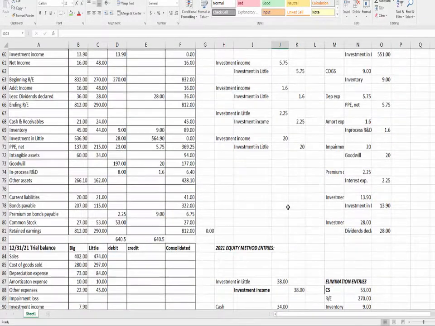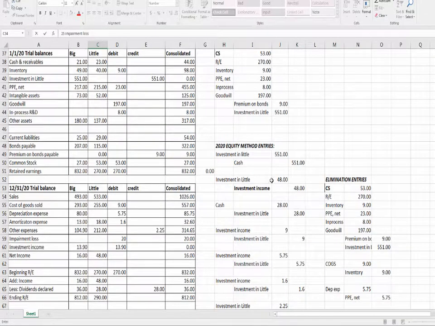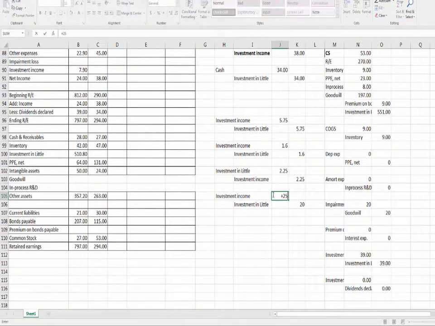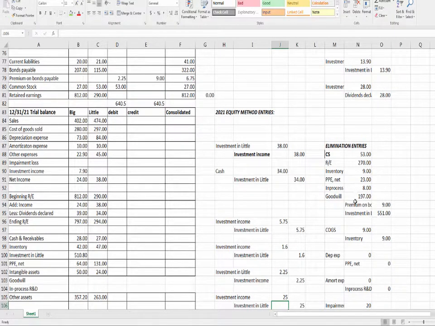And we have another impairment loss. Now, again, scrolling back up to the top, we see that from 2020 to 2021, goodwill is going to fall again from 170 down to 152, a $25 impairment loss. So we're going to go ahead and take a $25 impairment loss in 2021. We do our elimination entries, and again, think of how things carry forward. Common stock is still $53. Beginning retained earnings is now $290. The inventory is gone.